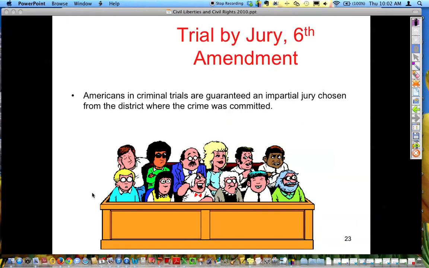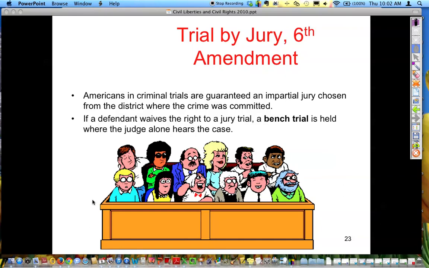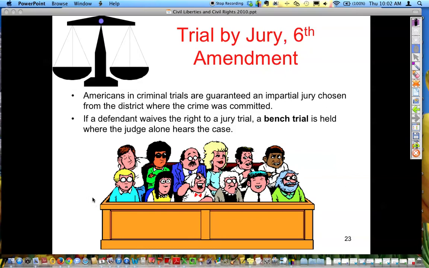Remember, trial by jury is guaranteed in the Sixth Amendment as well. You're guaranteed an impartial jury chosen from the district where the crime was committed. If the defendant waives the right to a jury trial, you can have what is called a bench trial, where the judge sits alone to hear the case.